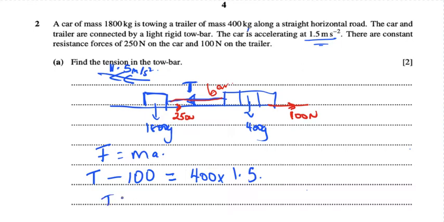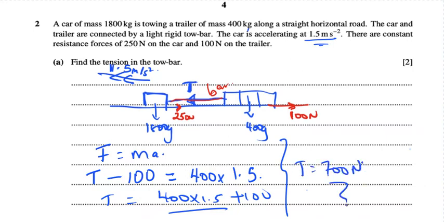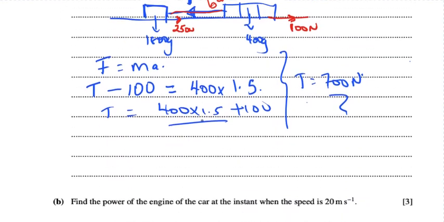Okay, so making T the subject, it is 400 times 1.5, and 100 crosses over, so it is plus 100. Okay, so checking on the calculator, 400 times 1.5 plus 100 gives us a very beautiful answer of 700 newtons. Okay, so this one has been solved, part A. I hope you understand. Let's go to part B.